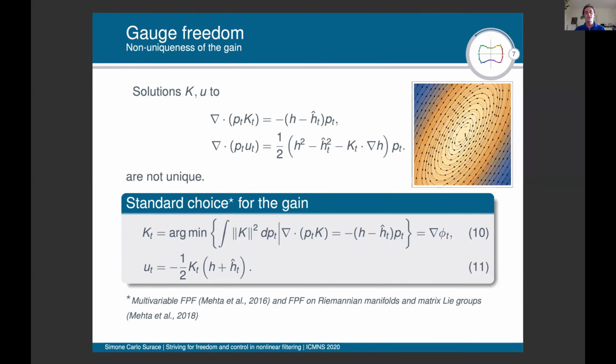However, in the literature, there has been a standard choice, which is to minimize the energy of the vector field under this constraint. Under some conditions on P and H, this gives a unique solution that can be expressed as a gradient. And for the function U, this particular solution has been chosen. So it's really an interesting question how to justify this particular cost function and this particular choice, because it doesn't emerge from the filtering problem as such.